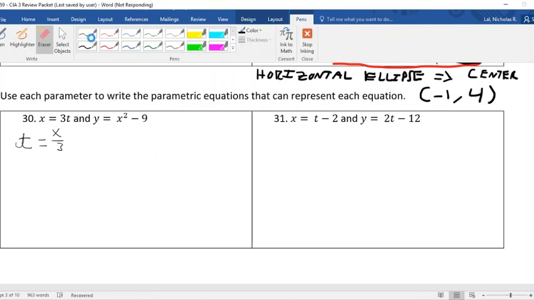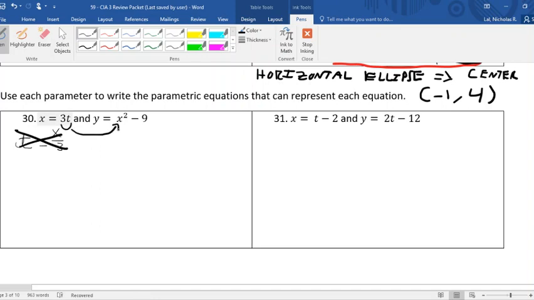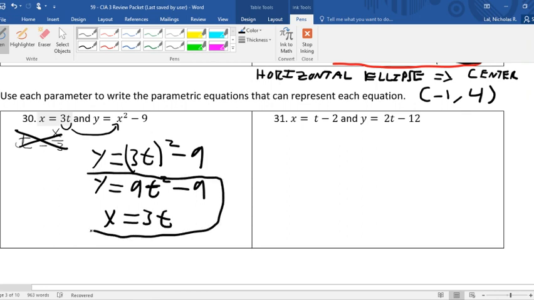Here's the deal. If x is equal to 3t, then we can plug the 3t in for x. So y is equal to 3t squared minus 9, which means y is equal to 9t squared minus 9, and x is equal to 3t, and that's the entire equation.